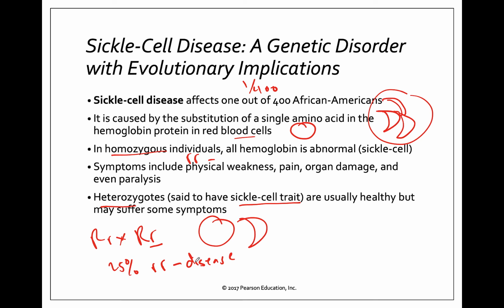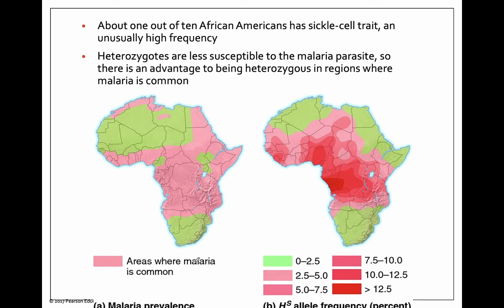So you would imagine that something like this would get selected out of the population. Eventually, the people who have sickle cell trait would be less fit to mate and reproduce, and then eventually these kinds of diseases should go away. However, this is fairly common in African Americans, and it's 1 out of 400, and it's fairly common in areas in Africa where malaria is common.